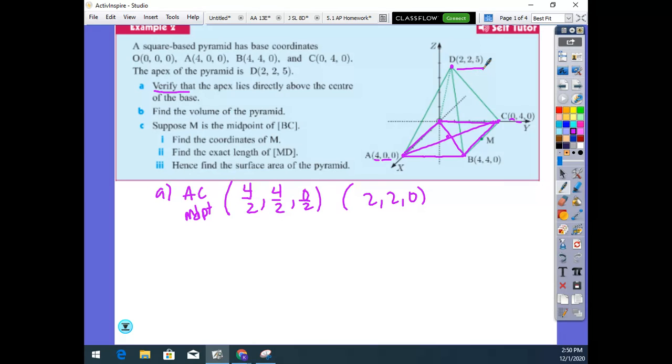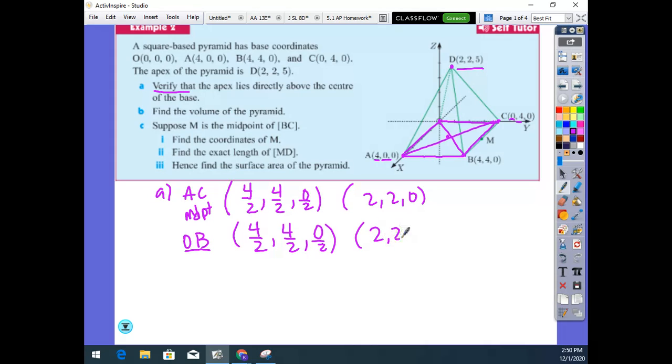Now we also want to do the same with OB, the origin, and B. If I have the origin, that's always super easy because it's just 0, 0, 0. So if I add it to 4, 4, 0, I get 4. I'm finding the average, divide by 2. 4, the y's over 2, z's over 2. Therefore, our midpoint is also 2, 2, 0. Since these two match and that point is directly below the apex, then we know it's directly over the center of the base. All right.